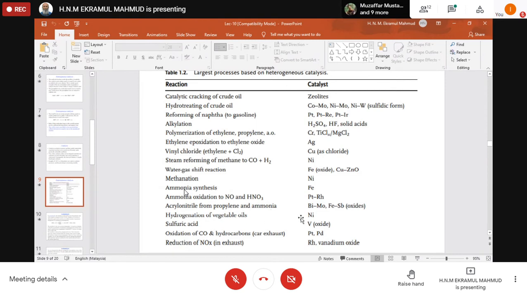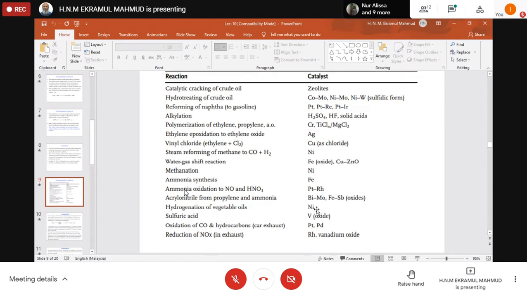Hydrogenation of vegetable oils uses a nickel catalyst. Remember this type of thing. If you are in food chemistry, or anywhere you are converting a double bond into a single bond, you can follow this. Hydrogenation means addition of hydrogen. Hydrogen will be added where you have a double bond. The double bond will be broken to a single bond, and the hydrogen will be added. Otherwise, if it is saturated, how can hydrogen be added? There must be an unsaturated bond, double or triple, where we can add hydrogen.